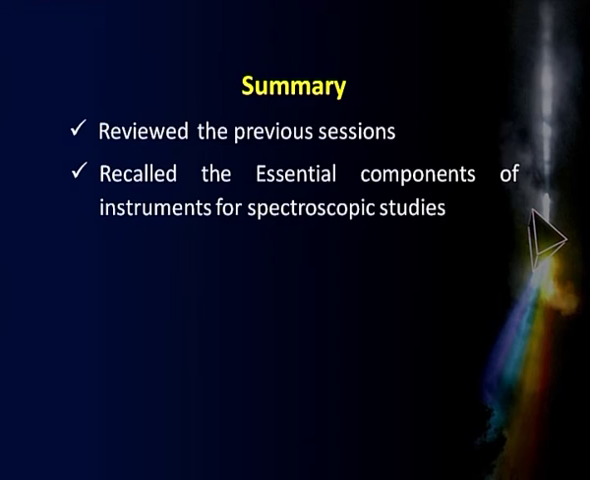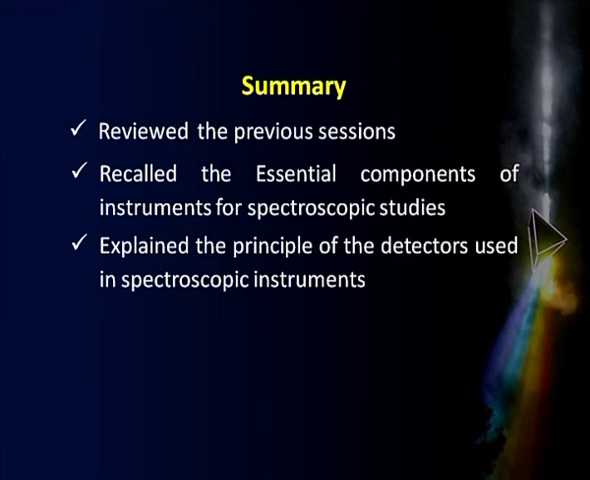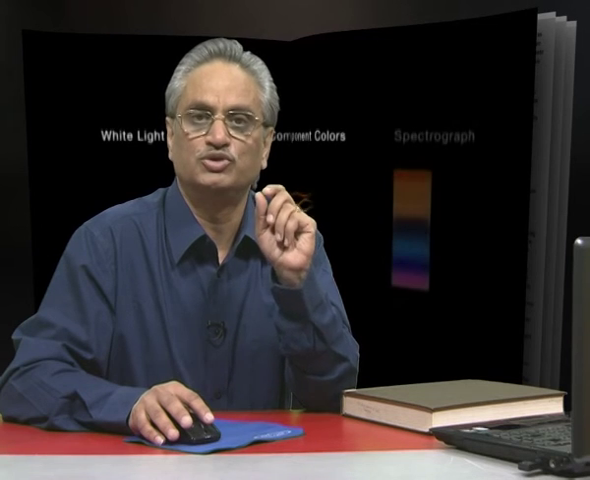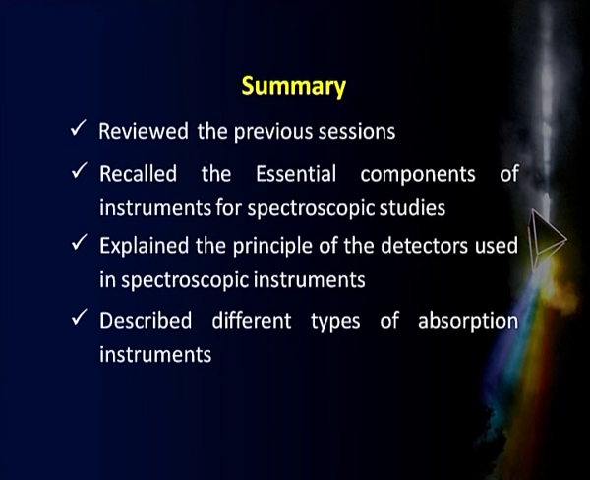Let us sum up what we have done today. We reviewed what we did in the previous session, recalling the essential components of instruments used for spectroscopic studies. There are 5 things we talked about a number of times. Thereafter we explained the principle of detectors used in spectroscopic instruments, because the sensitivity of the detector is crucial for the kind of spectrum I get and the kind of interpretations I can make. Then we described different types of absorption instruments: single beam spectrometers, double beam spectrometers and photodiode array based spectrometers. And towards the end we talked about the setup of the essential components for a Raman spectroscopic measurement. With that, that is all we wanted to talk about as regards the instruments used for spectroscopic measurements.